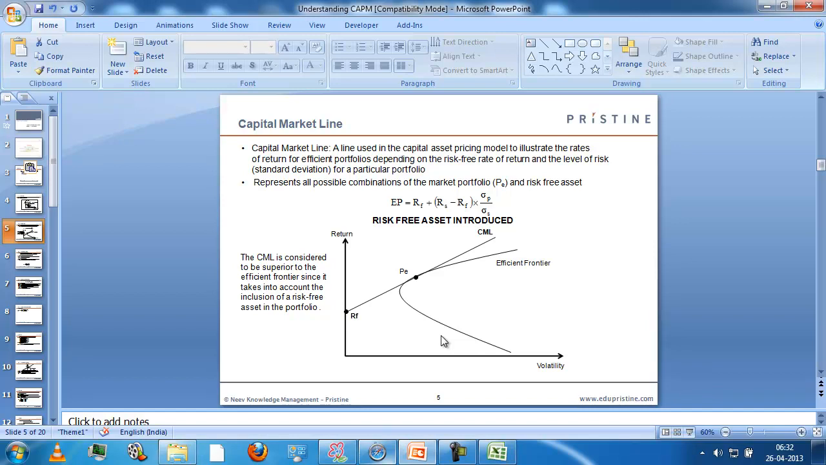The point at which this line will touch the curve is the point of the standard deviation of the market. So this line is represented by the following formula. In this case, your RS minus RF, which is the difference of the return given by your portfolio and the risk-free rate, is the premium that you're getting because of taking a certain risk.